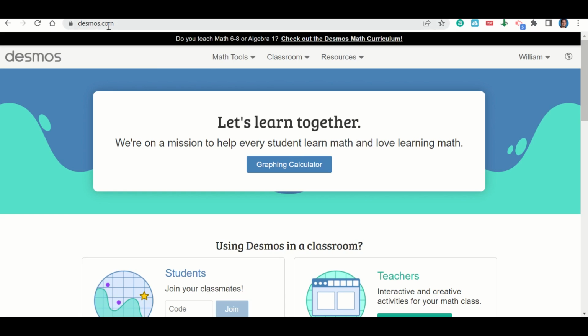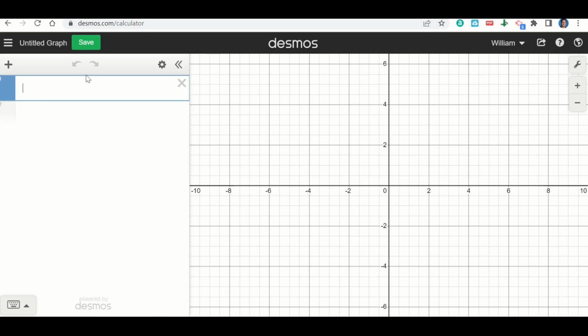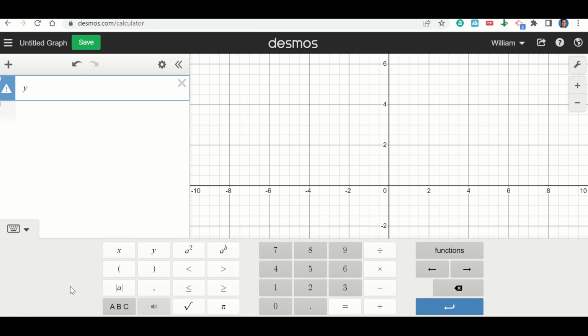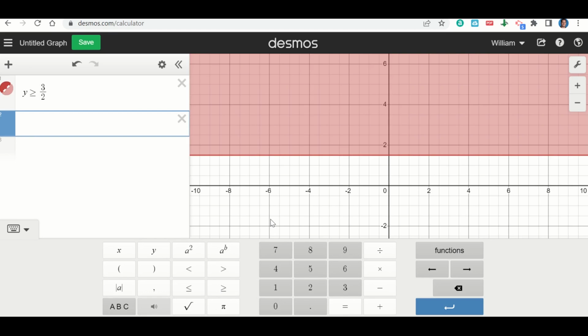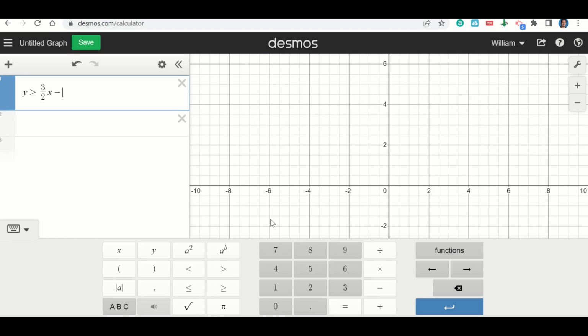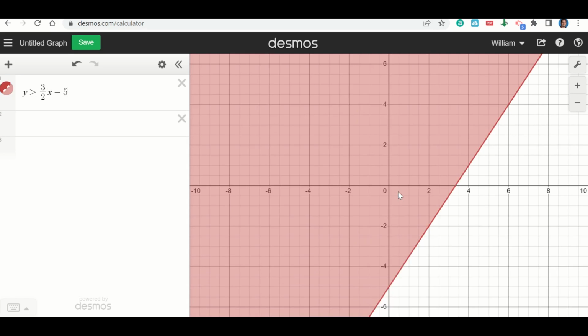So we're going to go to desmos.com and we're going to click on Graphing Calculator. And now we're going to go ahead and enter the inequality that we want to graph. So let's say it's y. Now to do the inequality symbols, we'll go down here to where it says keypad and click there. And here's all your inequality symbols. So let's say it's greater than or equal to. And then we can put in 3/2 x minus 5. And now it graphed the inequality for us.